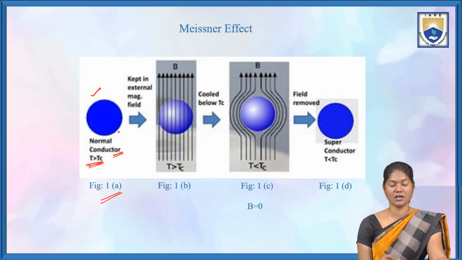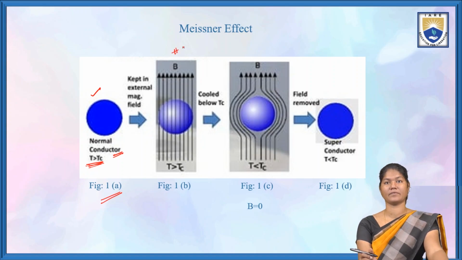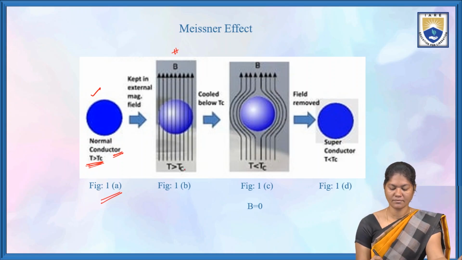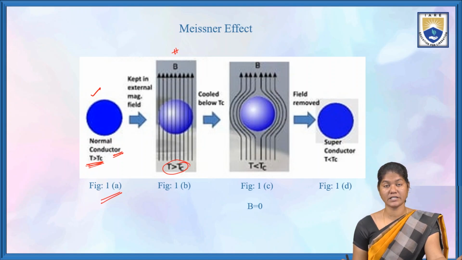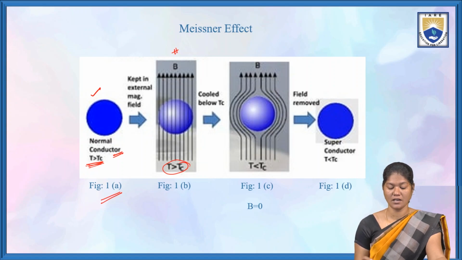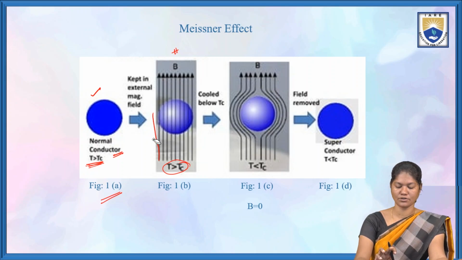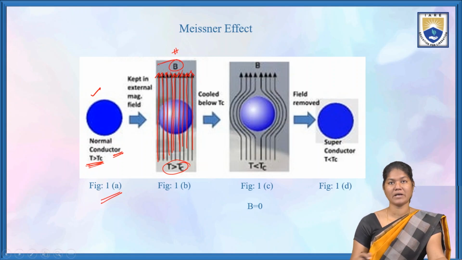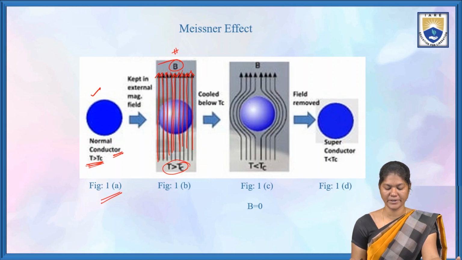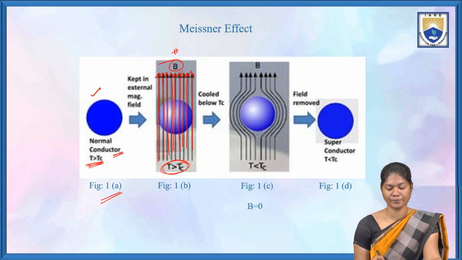So when we keep this normal conductor in a magnetic field at the temperature T greater than Tc, it allows the magnetic lines to pass through it, so that there is a magnetic field induction B. This is the normal conductor which we kept in the external magnetic field H.